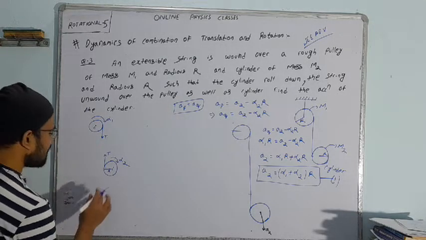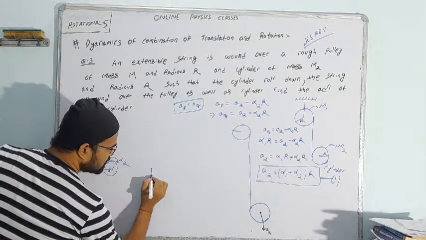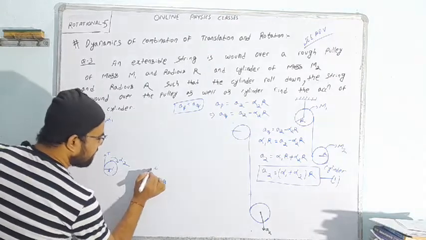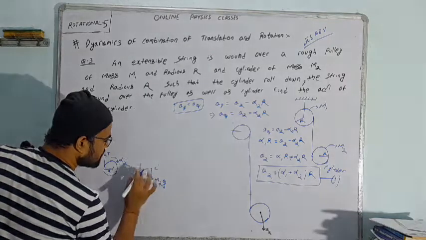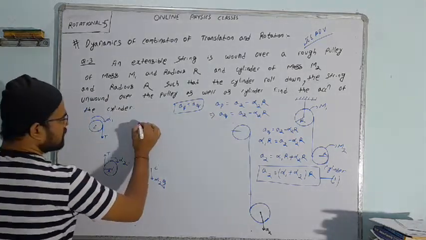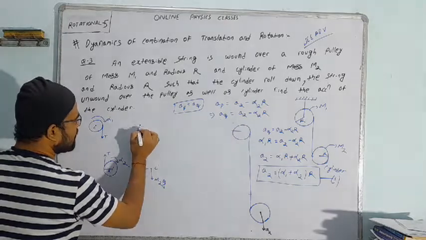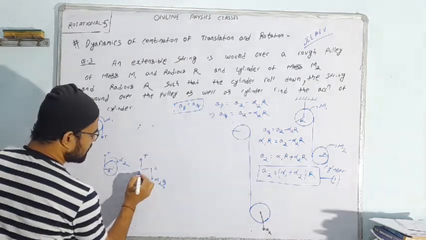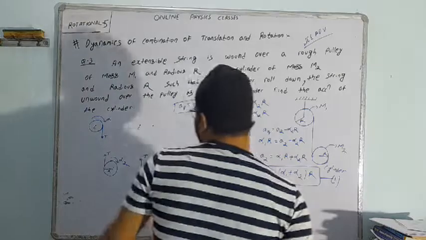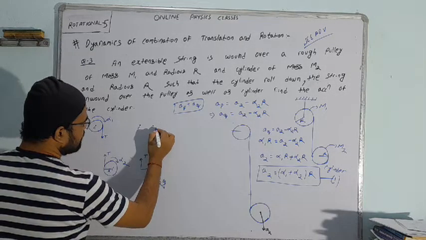From this diagram, for C dash, one force is m2g downward, and the other force is the tension T. If you consider cylinder 1, this point is C, and this point we take as Q.